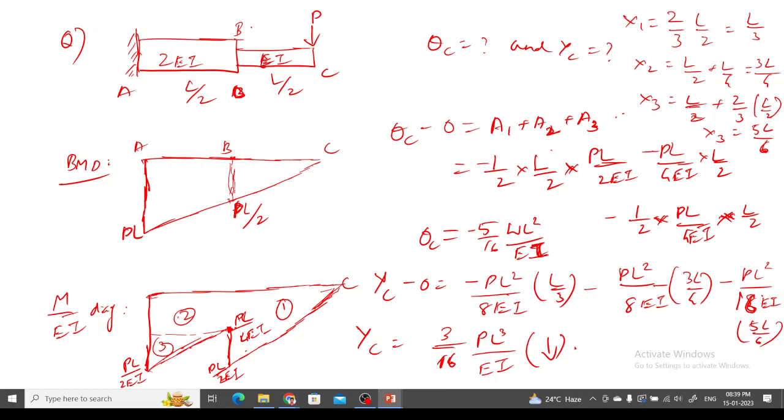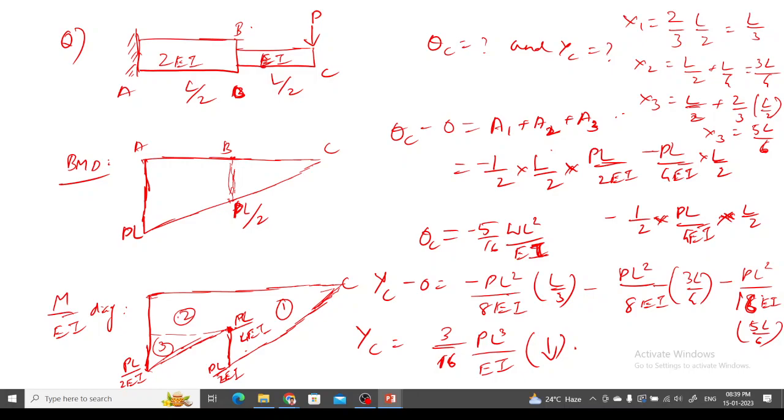Concepts I will cover, but there are still some more concepts. As I said today, I planned to complete Castigliano's theorem, but I couldn't. Before Castigliano's theorem, I have to give you an intro on strain energy, and only then will Castigliano's theorem feel complete. So maybe in the next class we will take it up to 9 o'clock. Okay, thank you, sir.